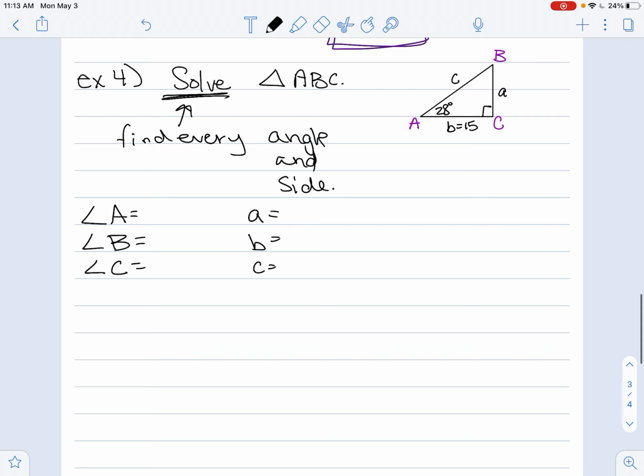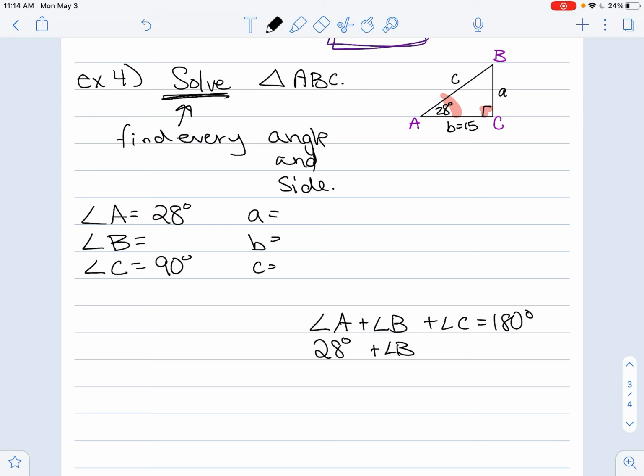So here's what we've got. Right now, I've got angle C is 90 degrees. We see that right here, right? And I see that angle A is 28 degrees. We could really quickly find angle B because we know all triangles have angles that add up to 180. So I know angle A plus angle B plus angle C equals 180 degrees. So that's 28 degrees plus, we're just going to leave it as angle B, plus 90 degrees equals 180. So 28 and 90 is going to give me 118 degrees.